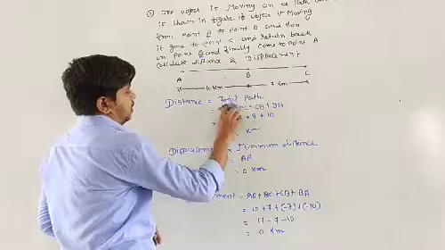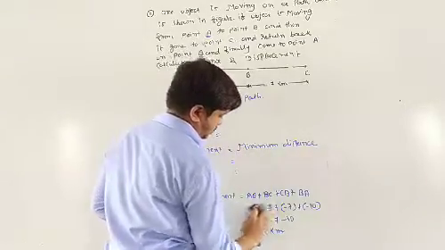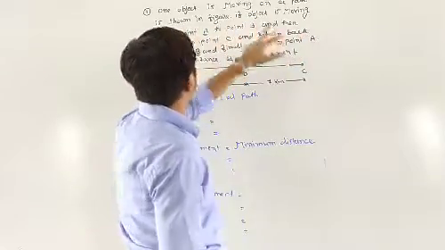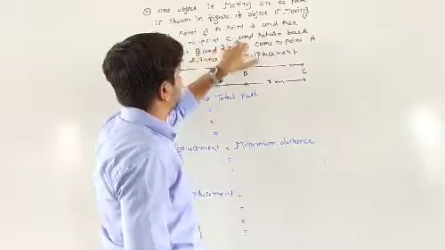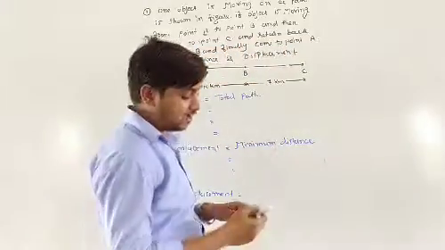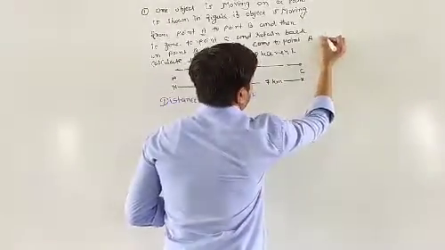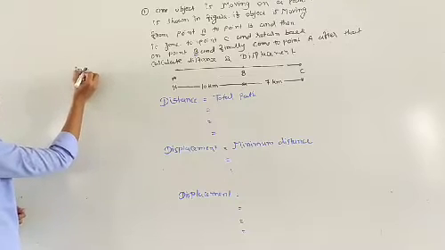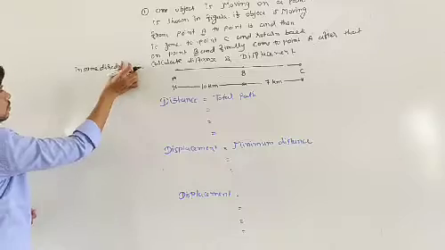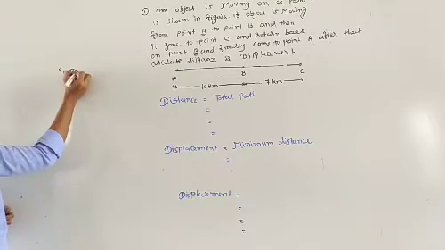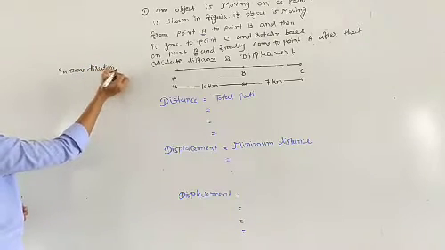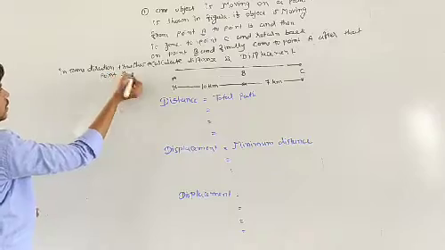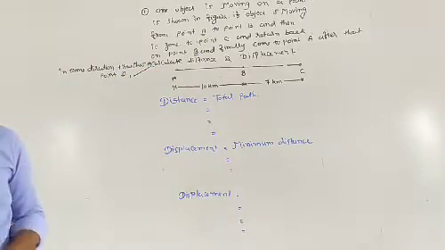Now, take another one. Here, one object is moving on a path which is shown in the figure. The object moves from point A to point B and then goes to point C and returns back to point B and finally comes to point A. After that, in the same direction, it reaches point B. Then calculate distance and displacement.